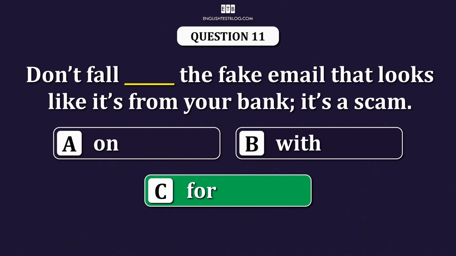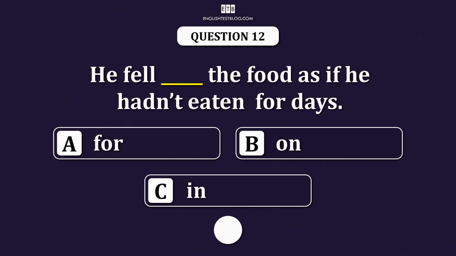The correct answer, fall for. In this sentence, the phrasal verb fall for means to be tricked into believing something that is not true. Question 12.